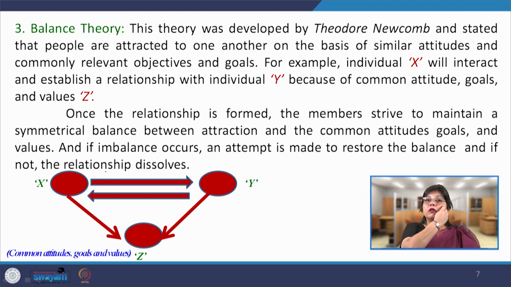So, the most important factor about balance theory is that it is not only about similarity in goals and objectives. It is beyond that: once similarity is experienced, how that balance or equilibrium is maintained, how that symmetry is maintained, requires a lot of effort to satisfy the essence of balance theory. That is why people join groups.